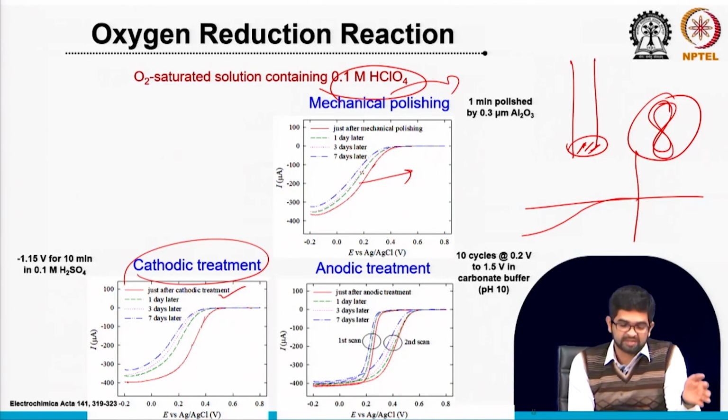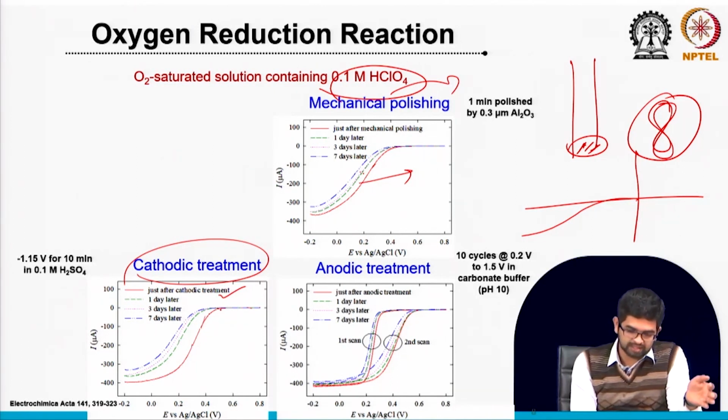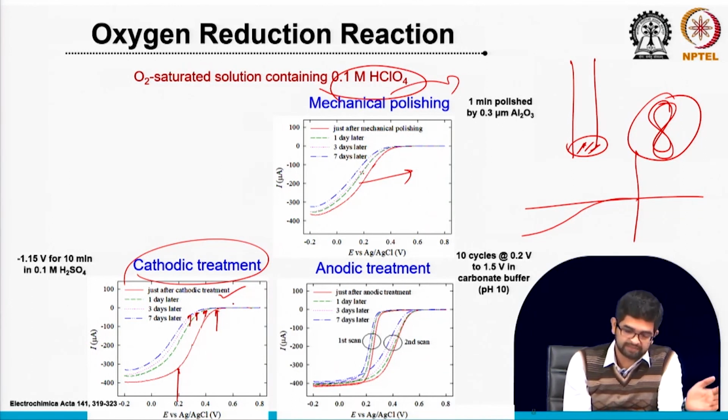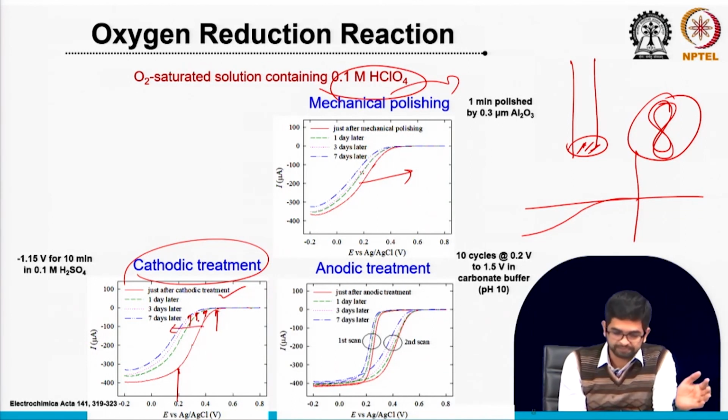So why am I saying this is high activity? You can see that the oxygen reduction started at these potentials, and almost the highest reduction peak we are getting here. But when we kept this electrode for a longer time in the laboratory environment, the oxygen reduction starts again towards the left. It means it is deactivated again after maybe 3 days, after 7 days. You can see it started from the left side. It means it is deactivated.